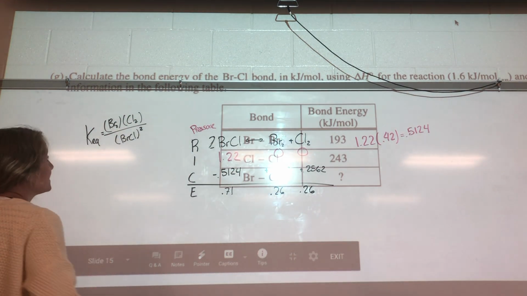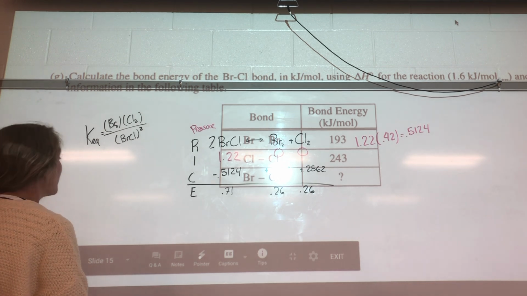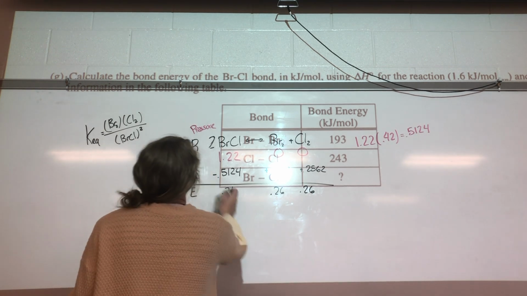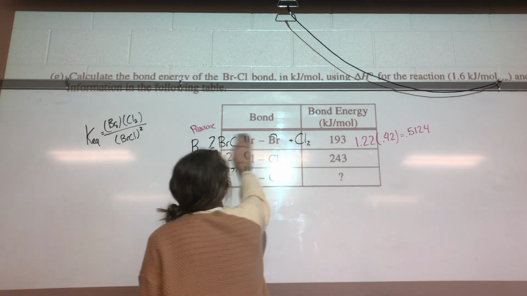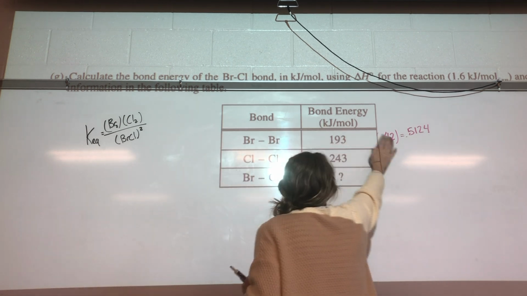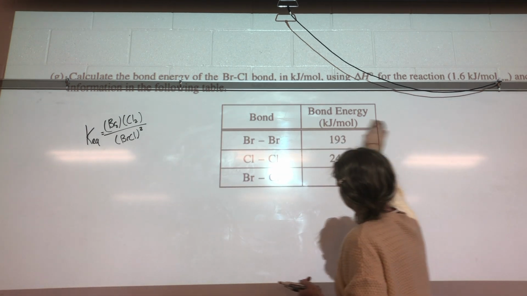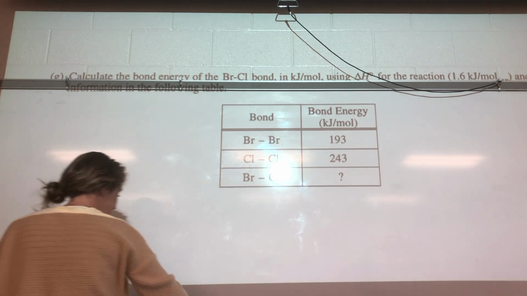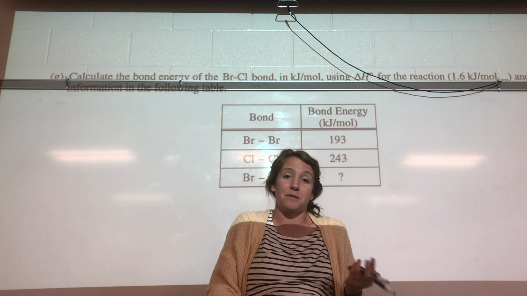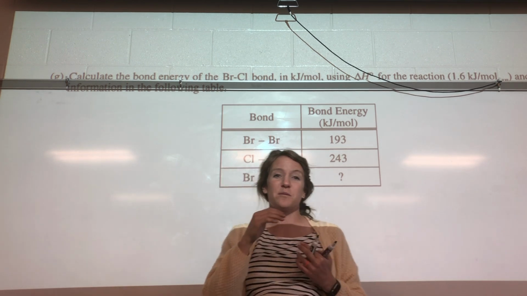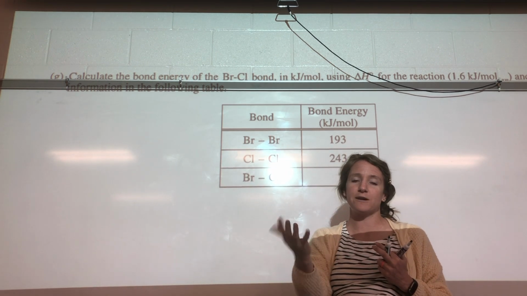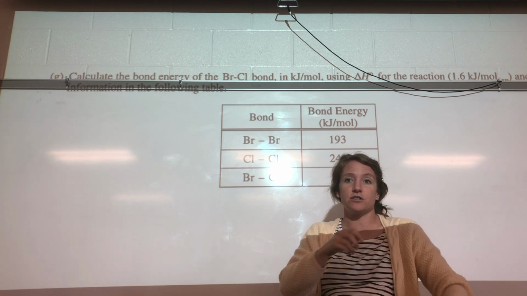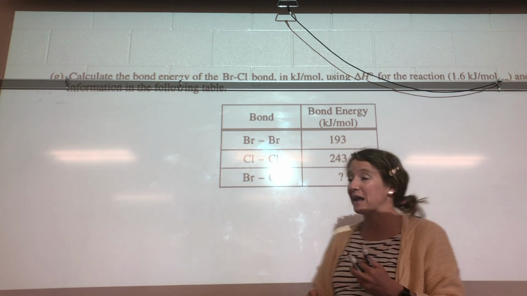All right, this one wants us to find the bond energy of the Br to Cl bond. When you're dealing with bonds, the equation for bond enthalpy is not on your formula sheet. Since you can use a formula sheet now, it might not be a bad idea to add other formulas to it so you have a quick reference when you're taking the test, so you're not just flipping through your notes. This would be one I would add.